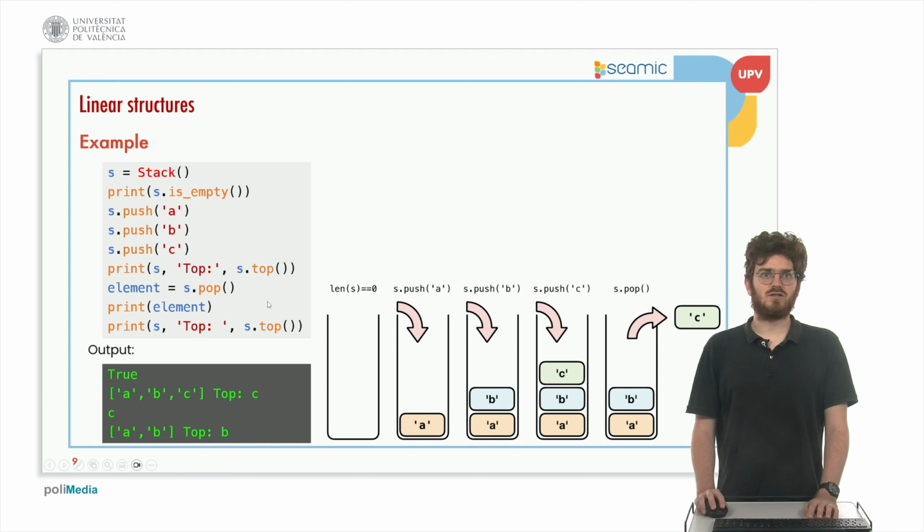And then if we check the top, it will access the last element of this stack represented as a list, and we can see that it is the letter C. We can always pop that element, and that removes it from the stack as shown here and returns it to us, and we can store it, for example, in the variable element. We can then print it and see that the element has been extracted, and then we can print the stack again with its top element, and in this case we can see that it's now B.